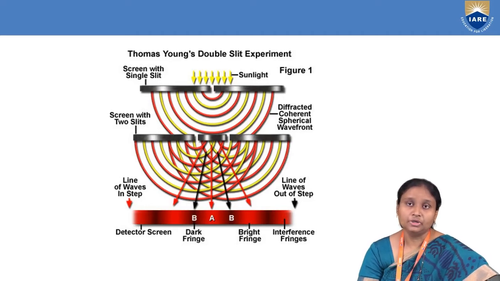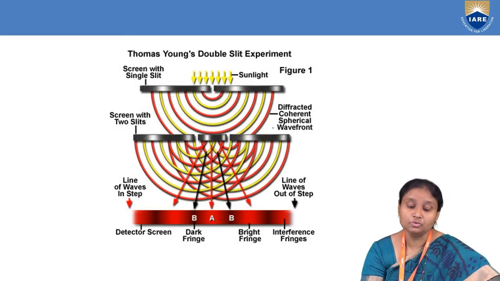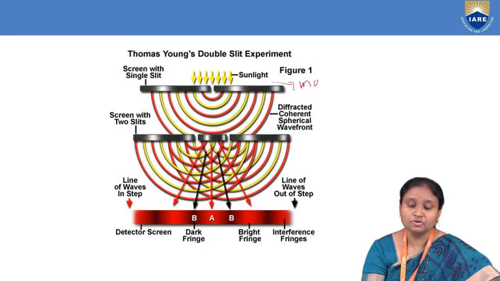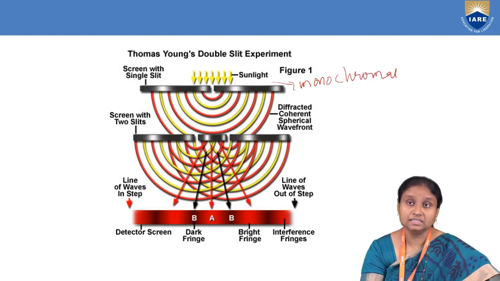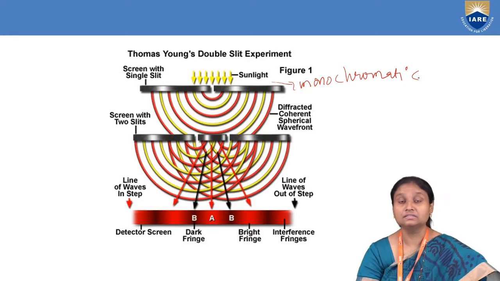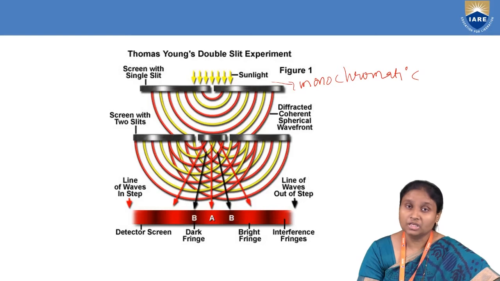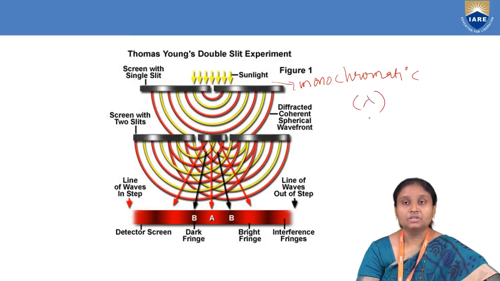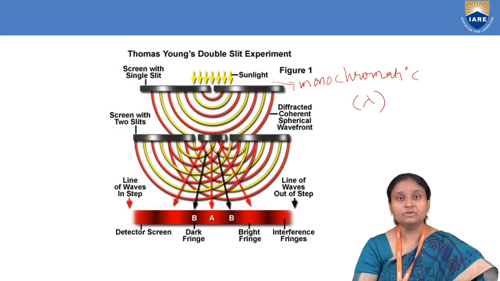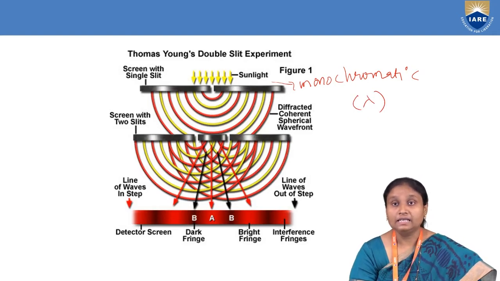This pinhole or single slit has to be illuminated by either sunlight or, for convenience, monochromatic light. We know the difference between monochromatic light and sunlight: sunlight consists of different colors of different wavelengths, whereas a monochromatic source has a single wavelength lambda. So we can use either sunlight or monochromatic light.